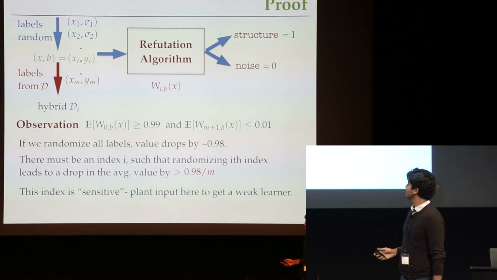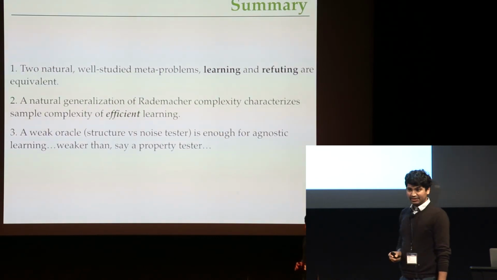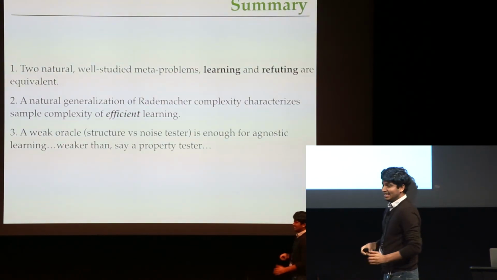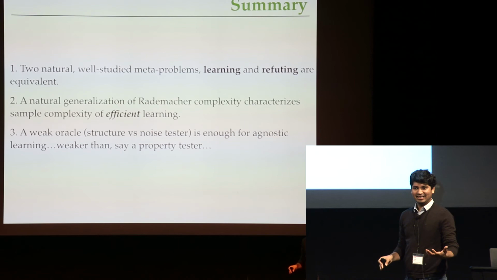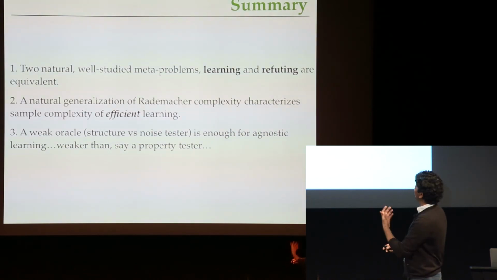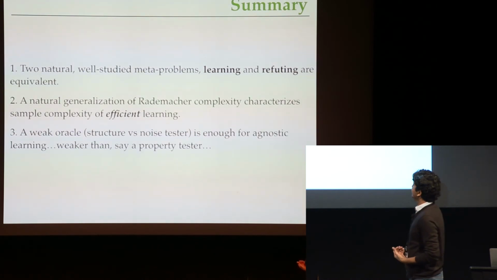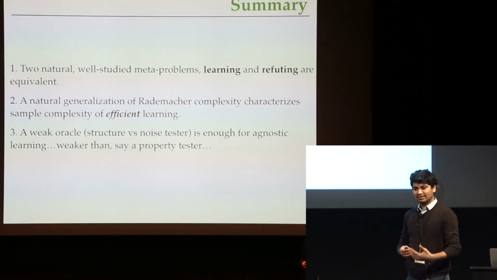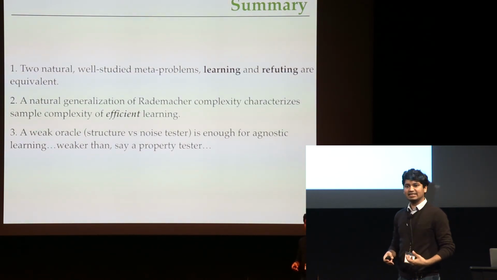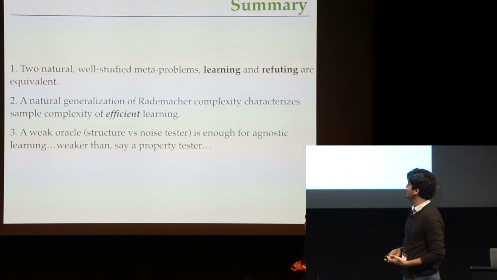Okay, so I want to summarize and end. There are two natural problems. One of them is learning, so that's nice. And it turns out that they are equivalent, so that's great. And the nice thing is that this connection also naturally gives us an analog of computationally bounded Rademacher complexity. That's potentially useful.